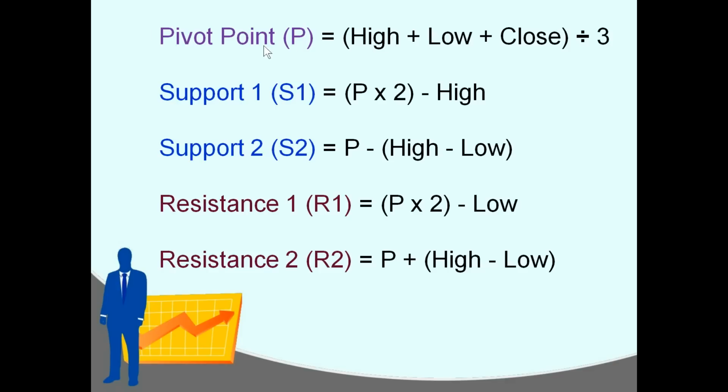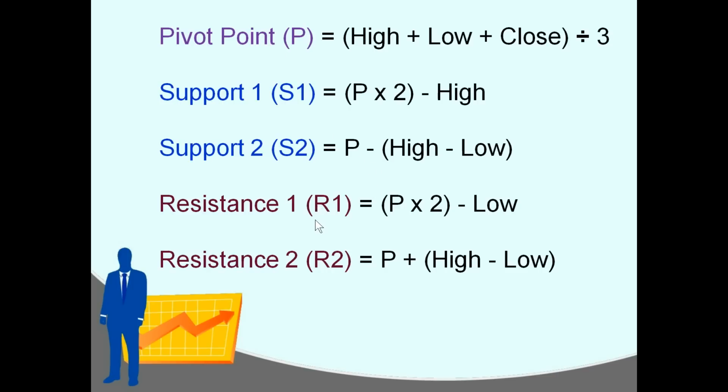After that, you take that number and you're going to make some more calculations. First, you're going to calculate support 1, S1. So you take that pivot point number, multiply by 2, and then subtract the high, and that's the high of the previous trading day. Then to get support 2, or S2, you take that pivot point. Okay, well first, remember you want to do what's in parentheses first. So you take the previous day's high price and low price, subtract, okay, and then subtract that number from the pivot point that you got earlier.